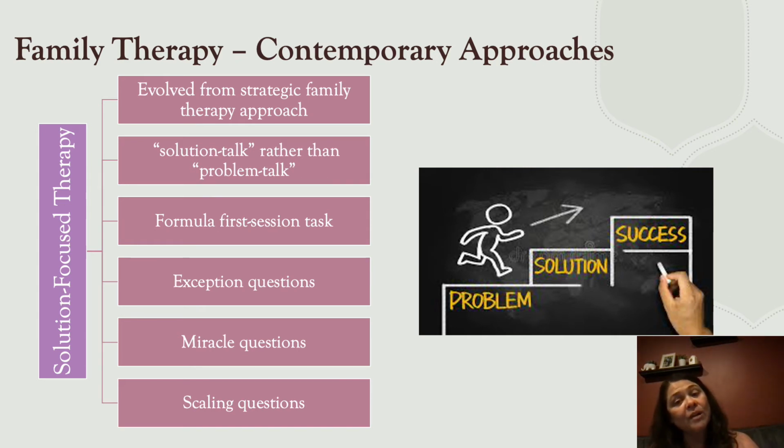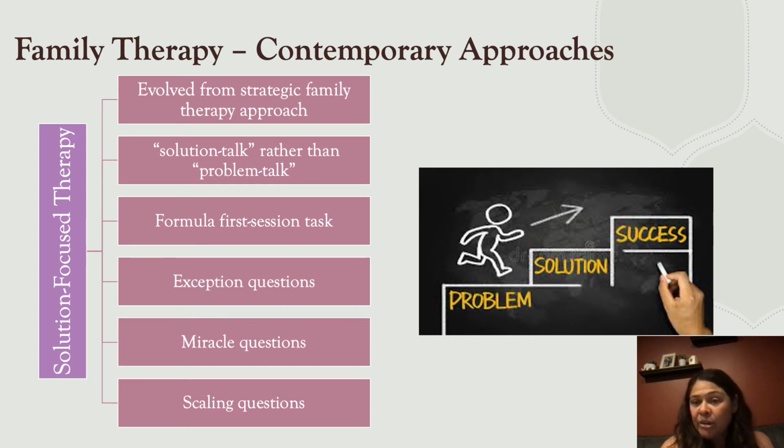And then scaling questions on a scale of 1 to 10. How bad has that problem been in the past week? Sometimes you might have clients or family members who are catastrophizing the issues. And so maybe they say, oh, it's so terrible, it's awful, it's the worst thing. Well, on a scale of 1 to 10, how bad is it? 10 being the worst. Well, I guess it's about a 6. Okay. And when has the problem been better?